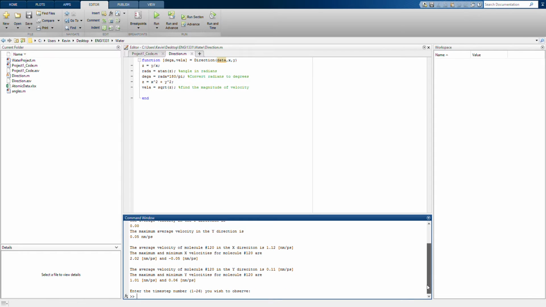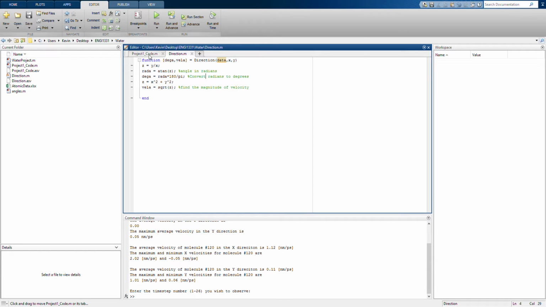Oh, hold up. Over here. So the direction function we made, we utilized the division and the arctangent function to find the degrees, and then we square rooted the squares of both of them added together to find the magnitude of the velocity, and that would be the magnitude and the direction that it would be heading.